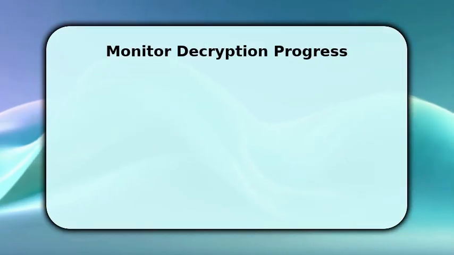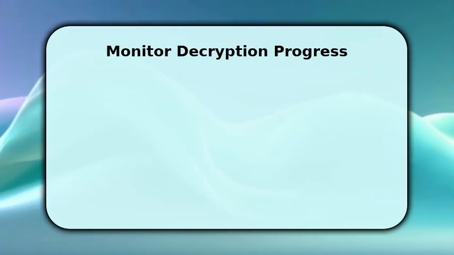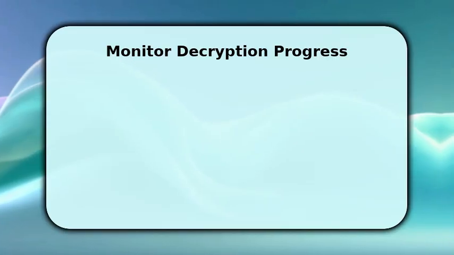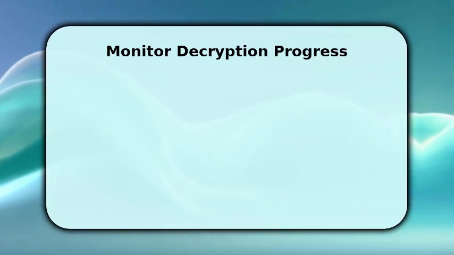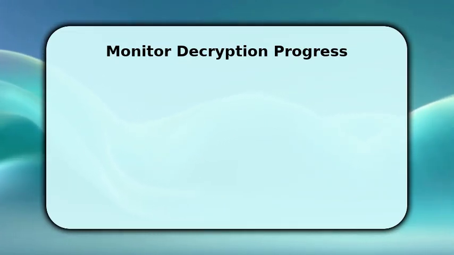Once decryption starts, monitor progress and understand what's happening. You'll see a percentage in FileVault settings. This indicates how much of the volume has been decrypted. Make sure the Mac stays awake and connected to power. If it sleeps or shuts down, you risk prolonging or pausing the process.